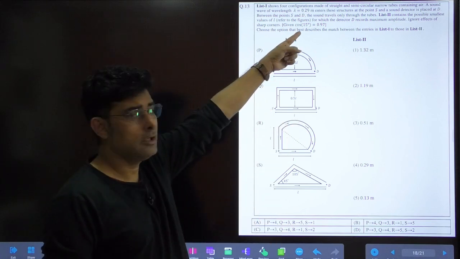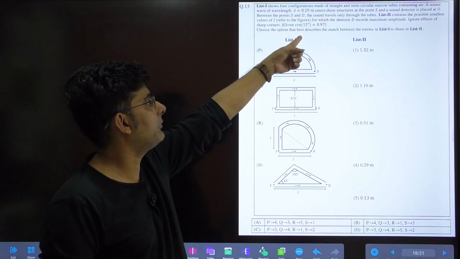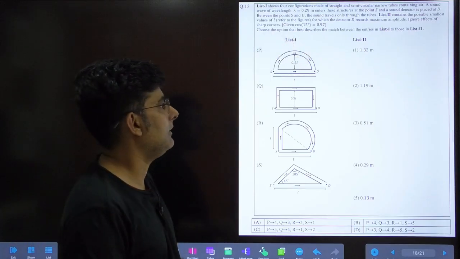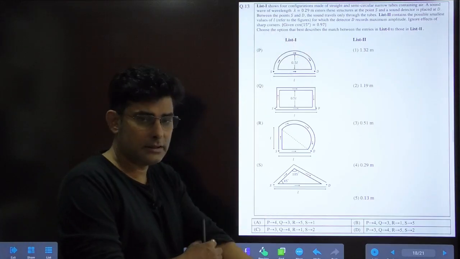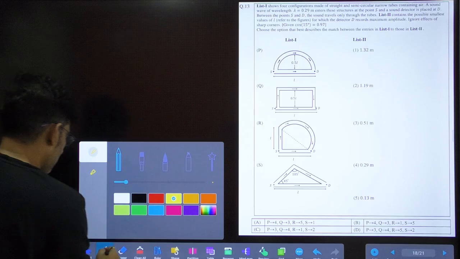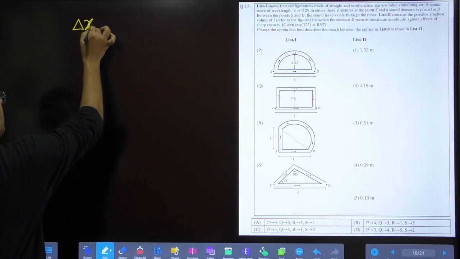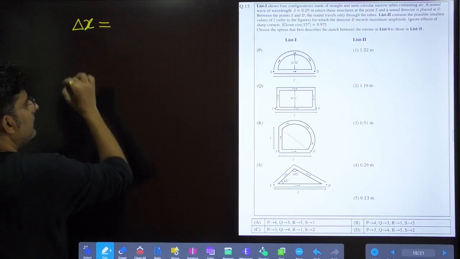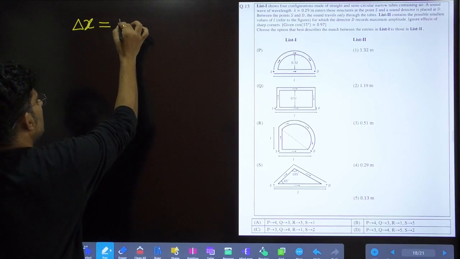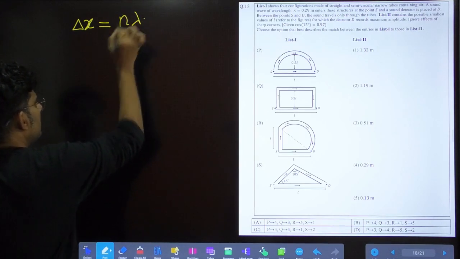And they have given one approximation to be taken: cos 15 degree they are taking as 0.97. Okay, so let's start and see which option will come for this. First of all, when I said the path difference delta x, this will be n lambda for constructive interference.